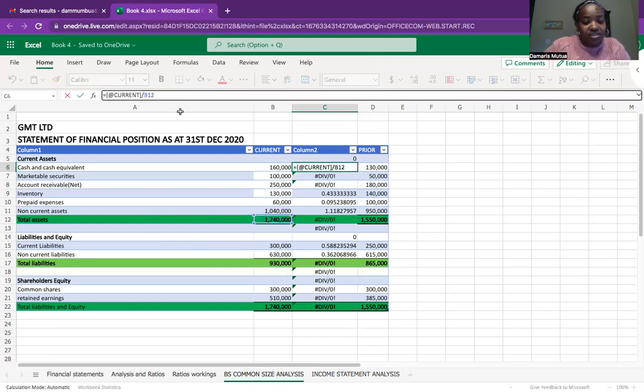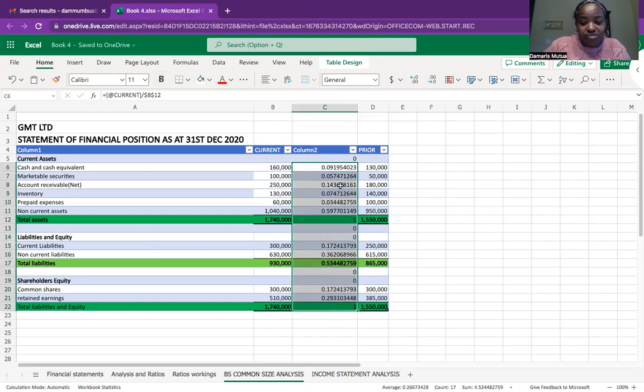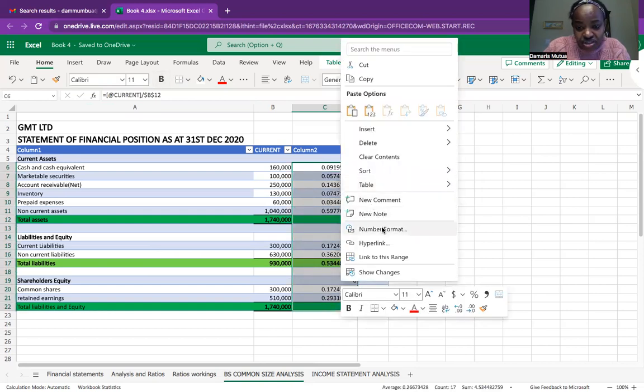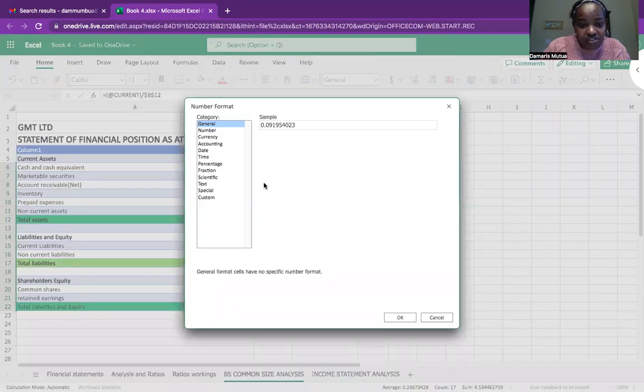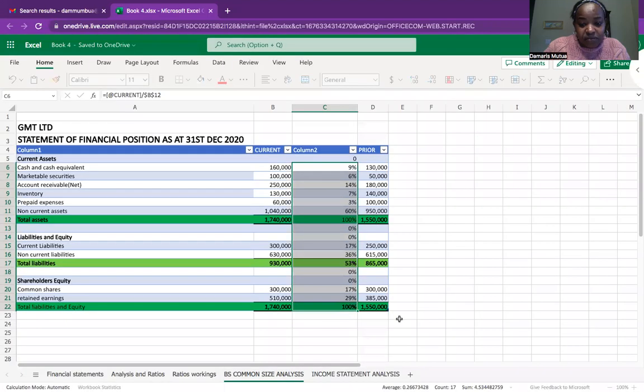Okay, just a minute. I need to put the dollar sign before these numbers to fix them. Then when I do that, this is going to be 100%. And I want to see these numbers as percentages, so I'm going to change the number format to percentage. That way I will be able to know exactly what is happening.